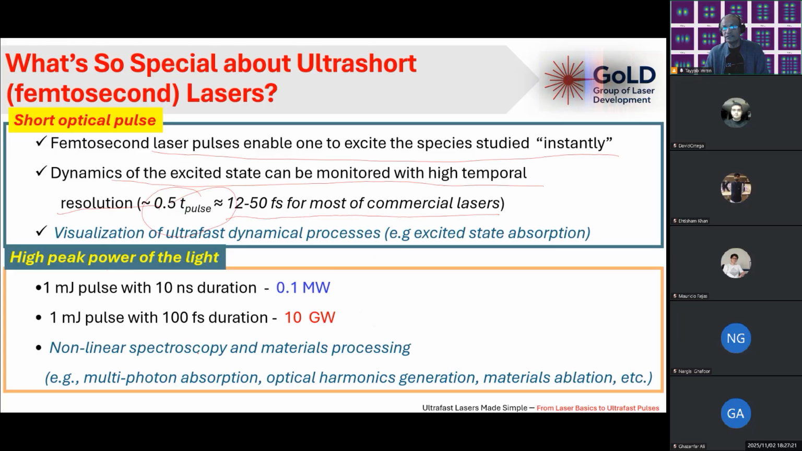The other thing is peak power. If the pulse is shorter, then you can have very high peak power. Here I mentioned gigawatt, but gigawatt is nothing actually; now you have petawatt. For example, if you have a 1 millijoule pulse and 100 femtosecond duration, the peak power will be around 10 gigawatts.